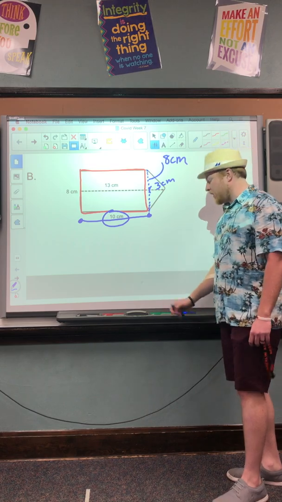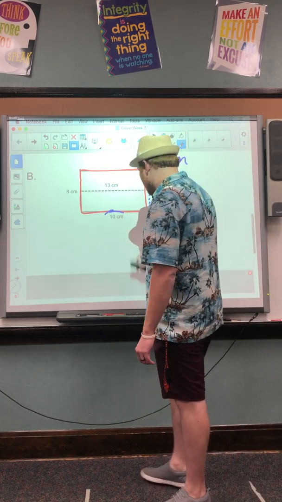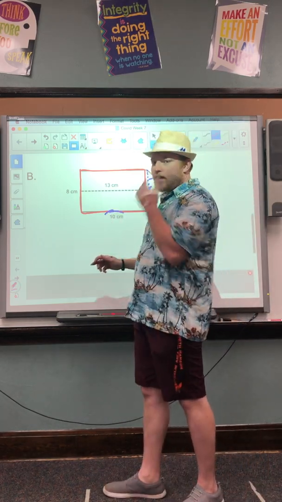That's your height for your triangle. And now you have your shapes, and now you know your formula. Okay? So let's go with the red portion first. Let's do the rectangle first.